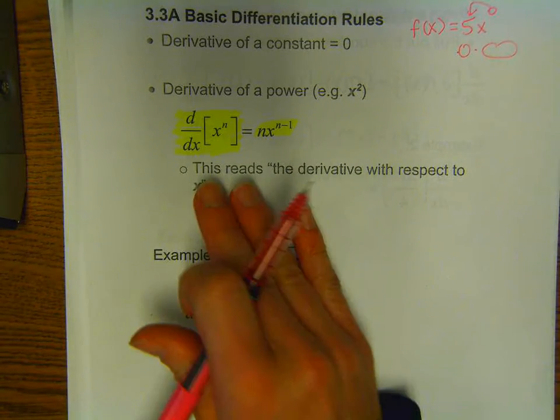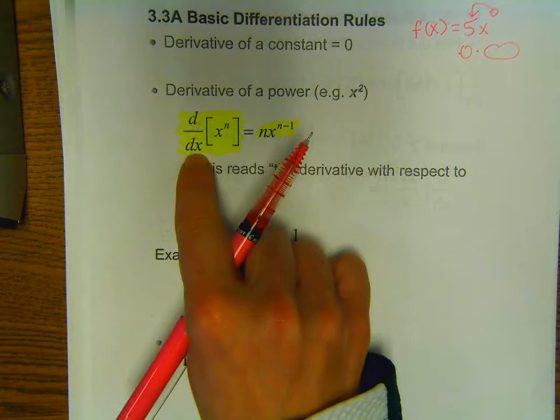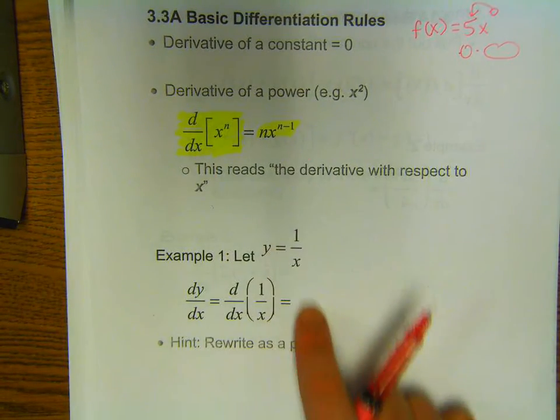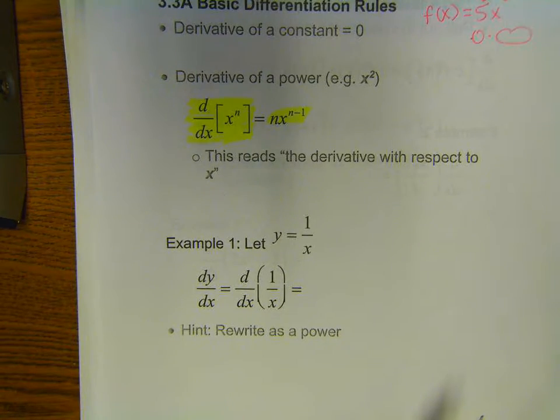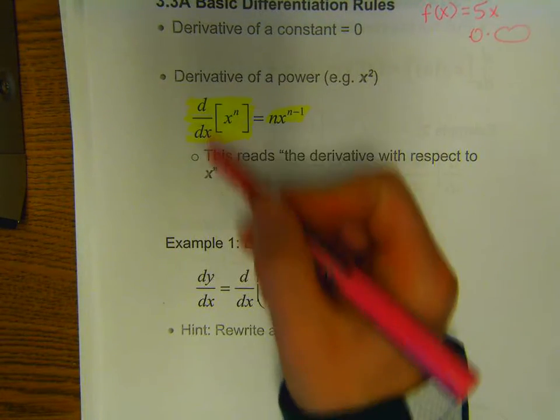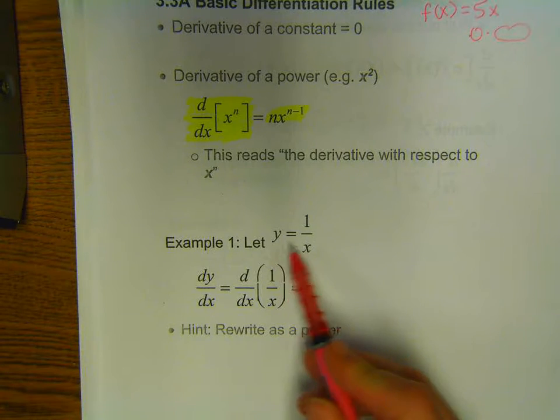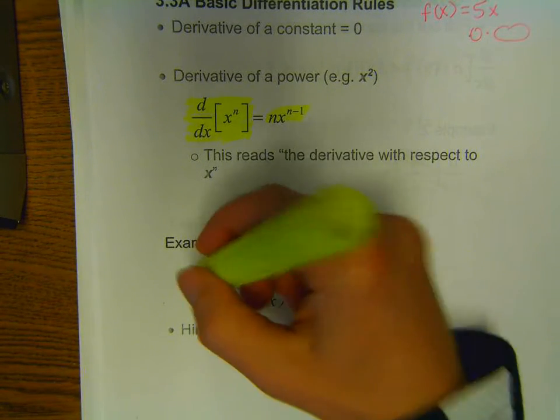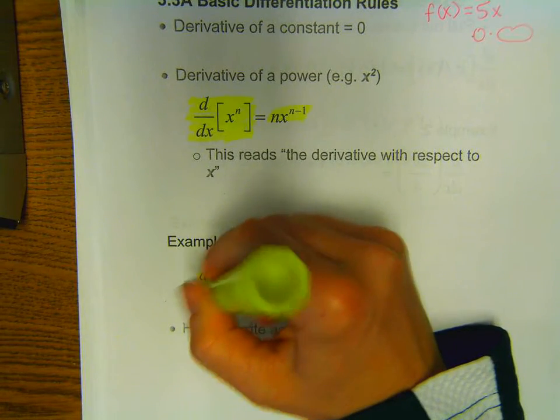The way we would read this is the derivative with respect to x. That's what that d dx means. Another way that you might see the derivative written is if you have the function written as y, you might see me ask for dy dx.